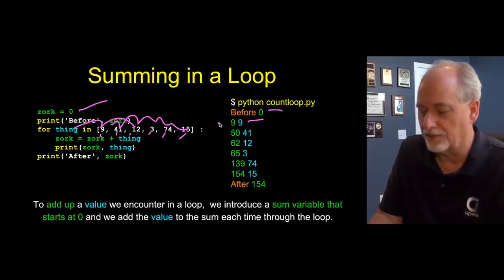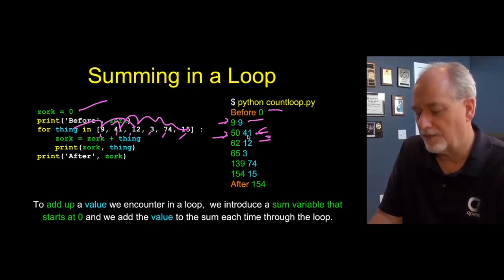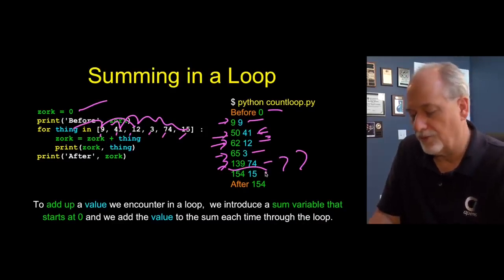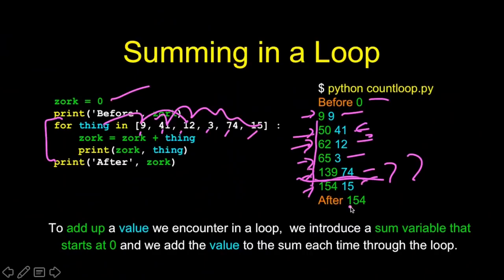So we see 9 and the running total is 9. We see 41 and the running total becomes 50. We see 12, the running total becomes 62. We get a 3, it becomes 65. We get 74, running total is 139. How many more are we going to see? We don't know. Could be a million, could be 1. Oh, it's only 1. We get a 15, our running total is 154. And what's true at any moment here is the running total is right for what we've seen so far. Now, when we're done, the for loop quits for us, and afterwards 154 is indeed the total. So the running total is what we have while we're in the loop, and after the end of the loop, we have the actual total.